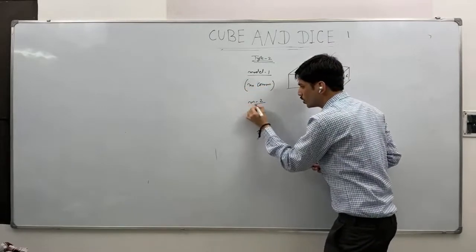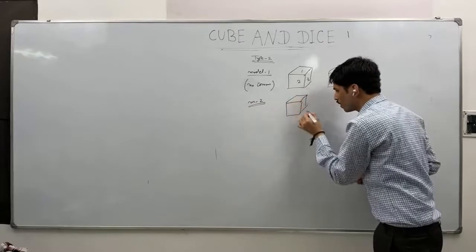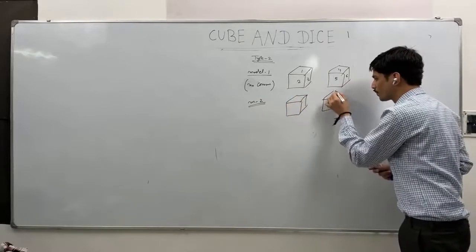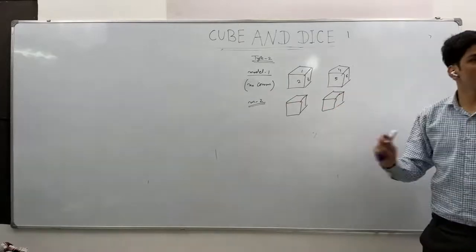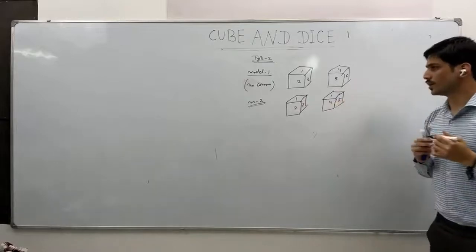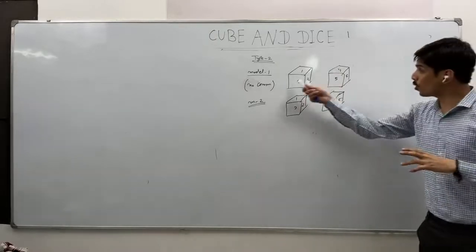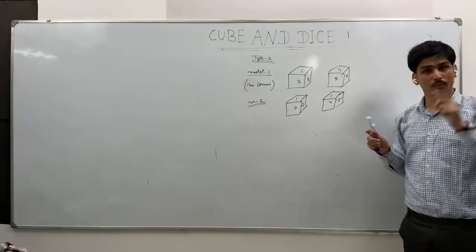Now I'll take model number 2. In model number 2 also, I'll show the 2 dice, but there will be one common number. First I'm explaining the models, then we'll move to the question. Let's say 1, 2, 3, 1, 4, 5. Do you see the difference between model 1 and model 2? Model 1, what is happening? No common number is there. Model 2, one common number is there.